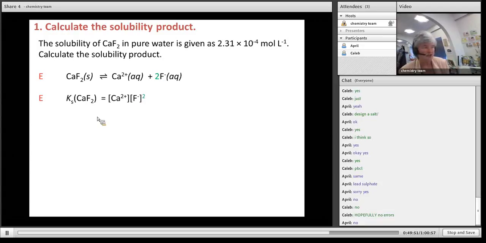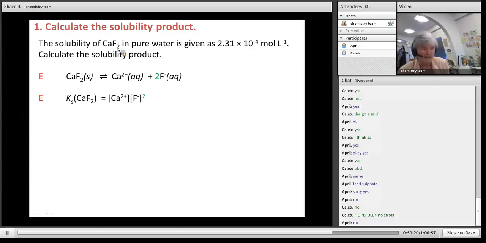Okay, now I do the calculation where I substitute in. What do I substitute in? Okay, first of all, this is what I have to calculate. It's always a good tip to try and remember what your final answer is going to be. You're trying to find the value of this, the Ks. So what am I given? I'm given 2.3 times 10 to the minus 4. Now that is the solubility of calcium fluoride.